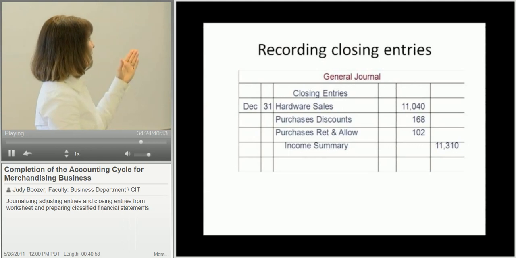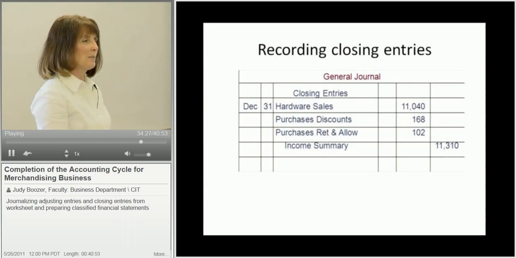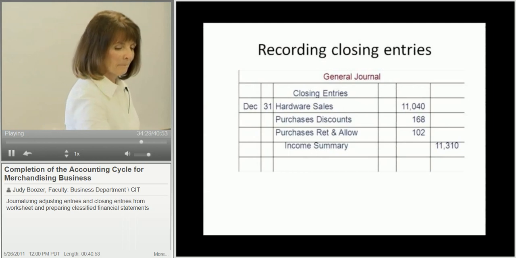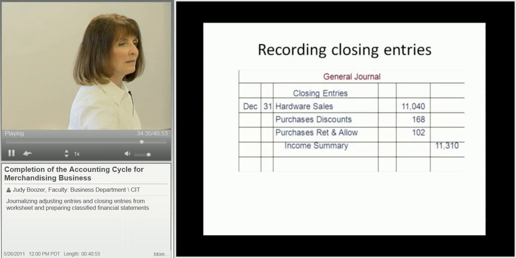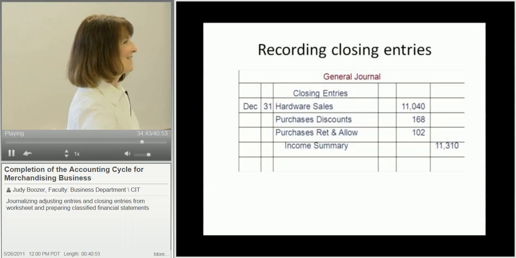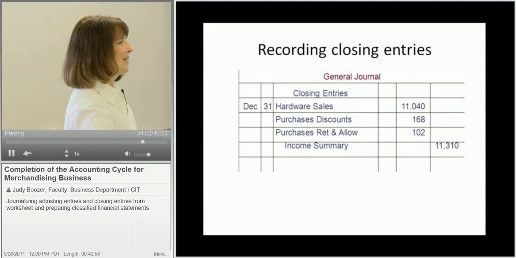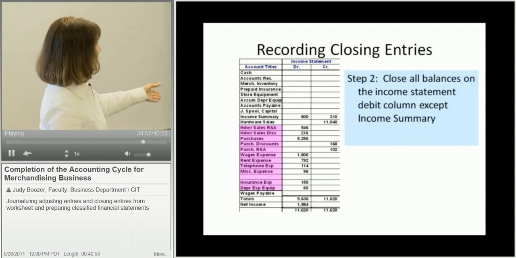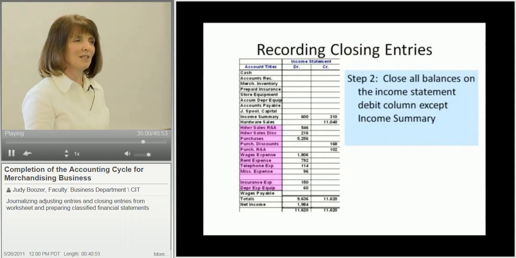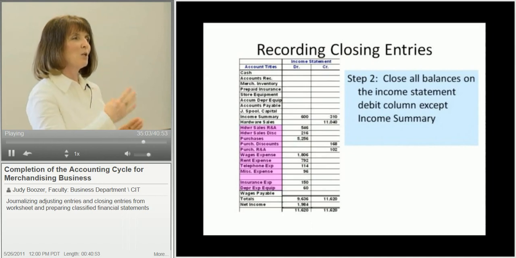All of those together are put in one lump sum in an income summary. So can you guess what the next part is going to be? If we closed out all the credit balance accounts on the income statement, what do you think we're going to close out now? We're going to look at all the debit balance accounts here on the income statement of the worksheet. And we're going to close those out in one transaction.